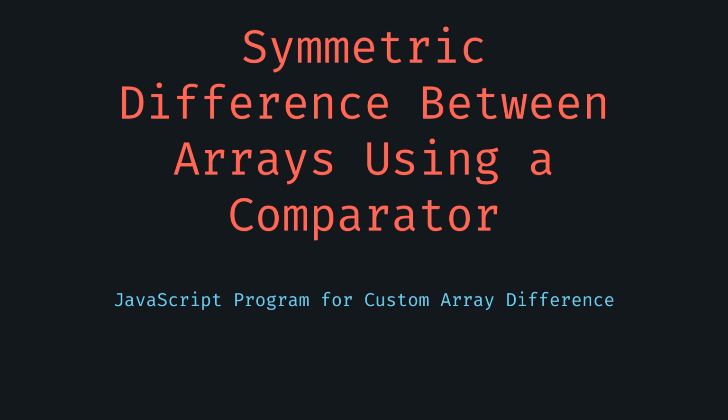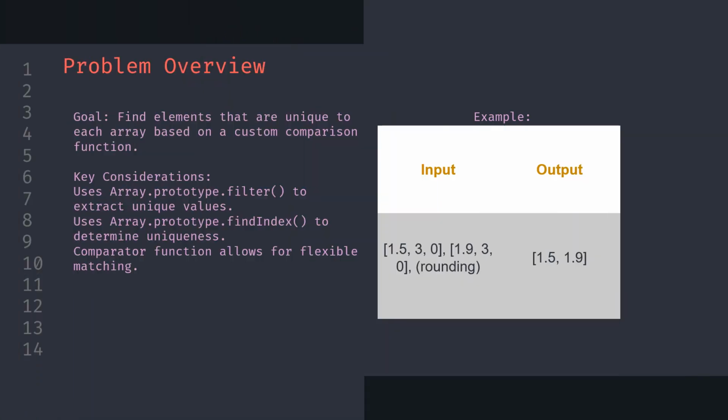Welcome. In this lesson, we learn how to find the symmetric difference between two arrays while using a custom comparator function. Let's get started. This function is useful when comparing objects or numbers with custom logic, such as rounding or key-based uniqueness.